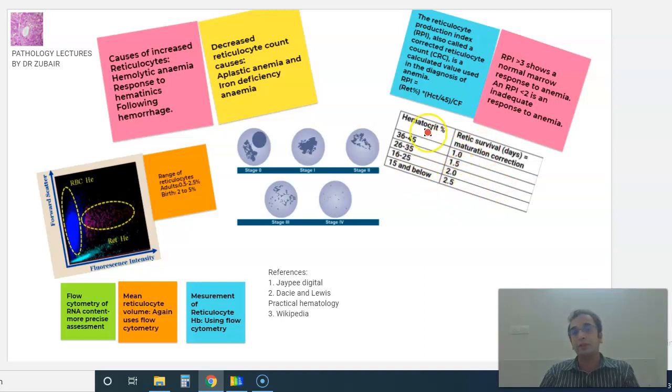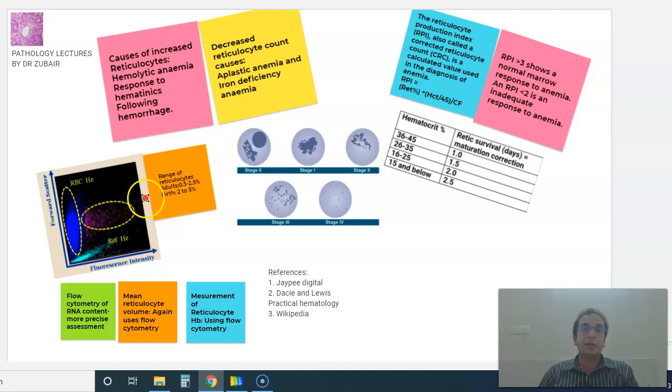So the correction factor is as follows: for a hematocrit of 36 to 45, the maturation time is 1. This is the time taken for them to become mature. For 26 to 35 it is 1.5, for 16 to 25 it is 2, and for 15 and below it is 2.5. So this is the correction factor we have to take into account. A reticulocyte production index greater than 3 shows a normal marrow response to the anemia, whereas a reticulocyte production index of less than 2 is an inadequate response to anemia.